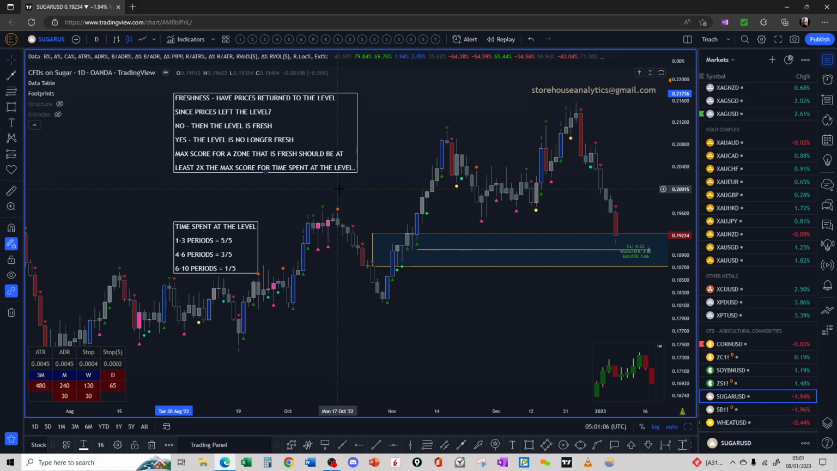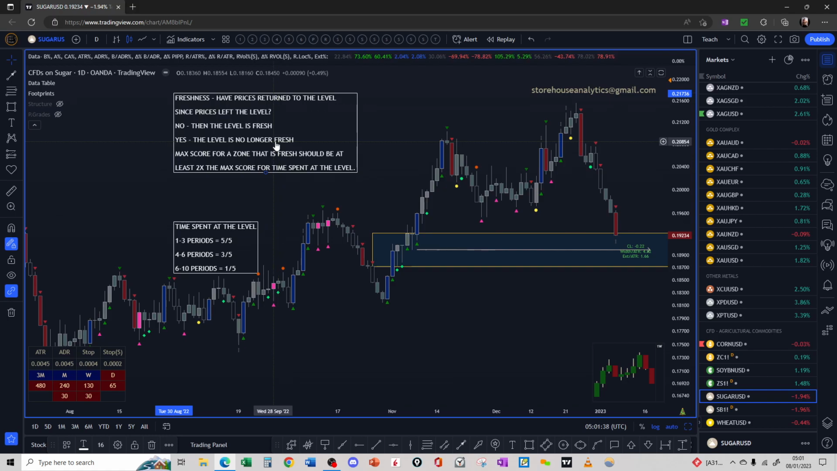Where there's a sub-hierarchy is, if the answer is yes, that prices have returned to the level, then you have a substructure of, okay, so prices have come back to the level, but how deep into the level did prices get? Now, I have to caveat this and say you don't have to use this sub-filter.